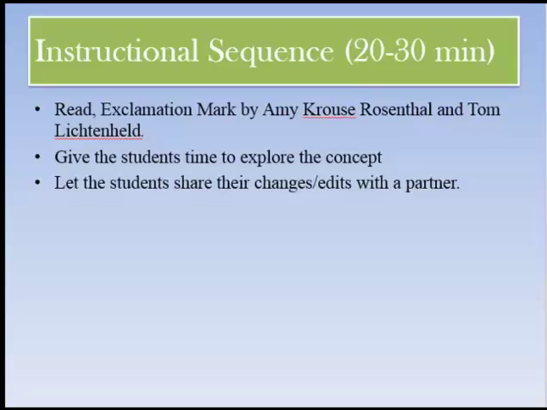The instructional sequence, as I said, should take about 20 to 30 minutes. Read the book! Give the students time to explore the concept and let the students share their changes or edits with a partner.